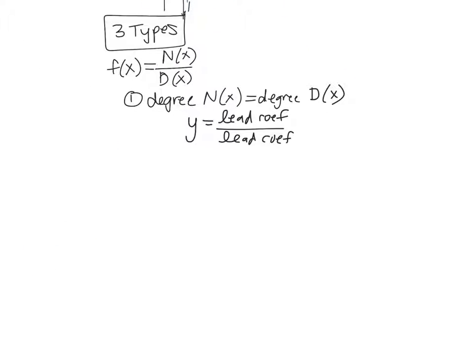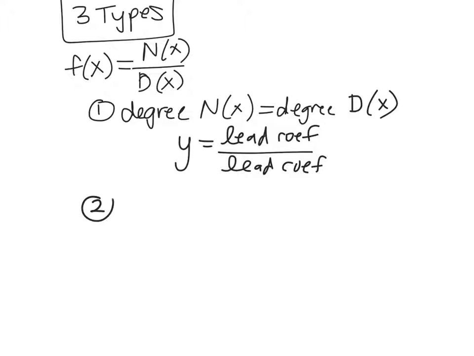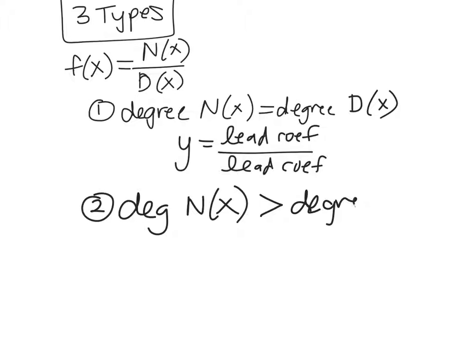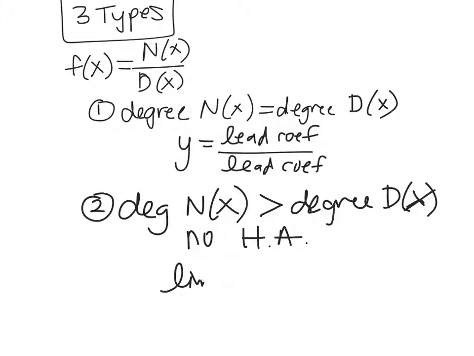The next one would be, number 2, if the degree of n of x is greater than the degree of d of x. So if the numerator is bigger, then it has no horizontal asymptote. Either your graph is going to go to plus or minus infinity, so the limit will be plus or minus infinity. And you would probably have to graph to check that out.